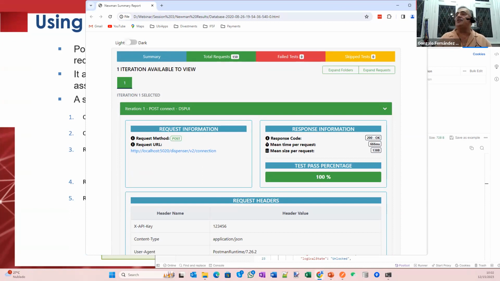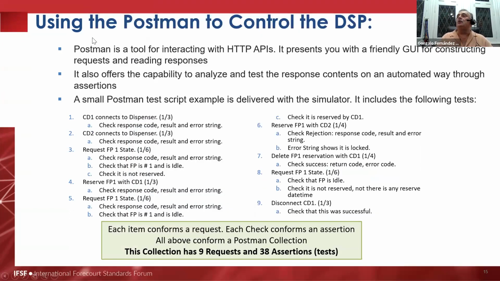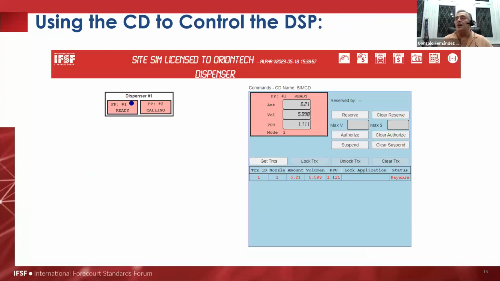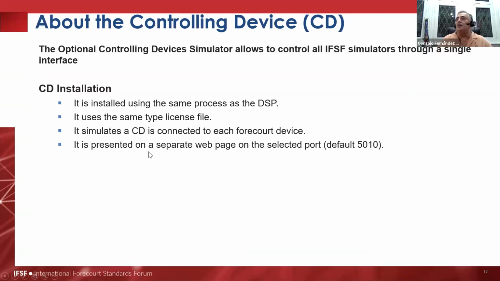So we already presented how to use Postman. We presented how to use the dispenser interface. And now let's see how to use the controlling device. So this is the third way to control it. So I'm back on the presentation, and let's talk a little about the controlling device.